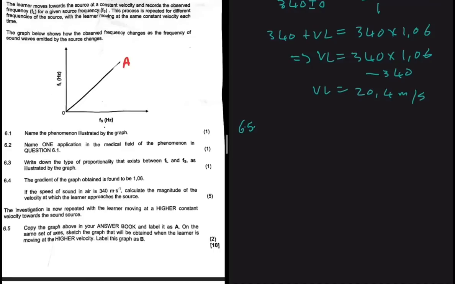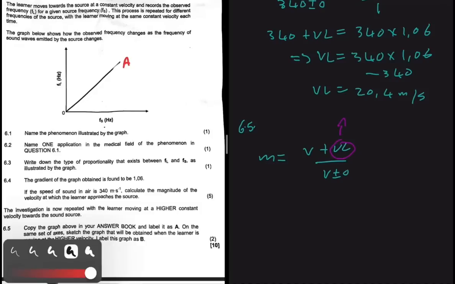So we know that the gradient is equal to V plus VL divided by V plus or minus 0, basically. This is what the gradient of our graph is. But now the learner is moving at a higher constant velocity, so it will be easy to see that if VL goes up, the gradient should also go up. So for your graph B, you have the same straight line, but the gradient is slightly steeper than the one where the learner is moving at a lower velocity.